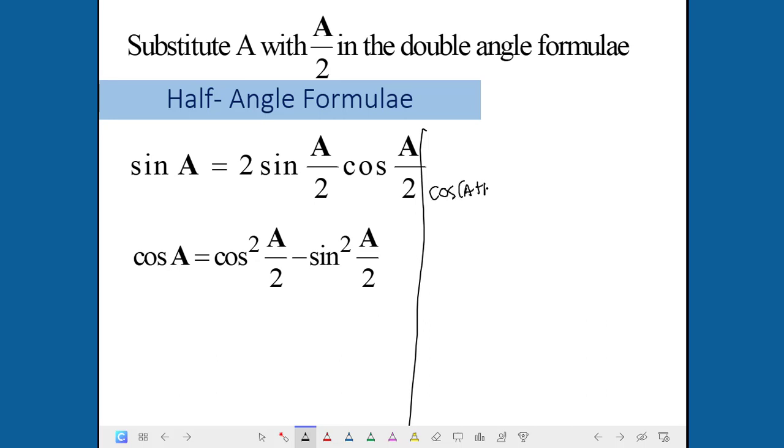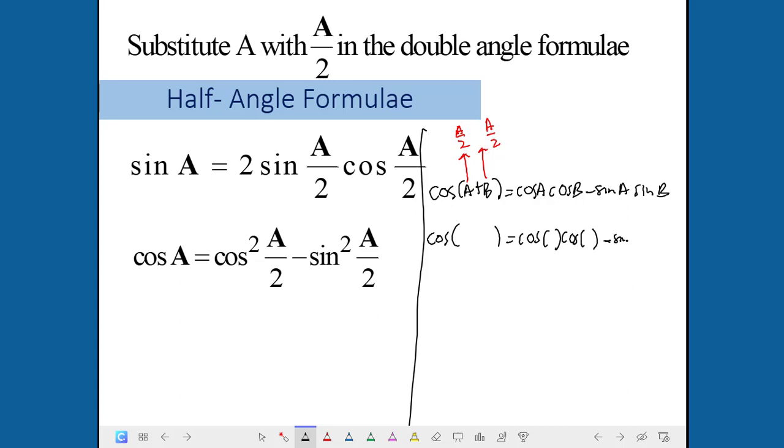cos(A+B) is equal to cos A cos B minus sin A sin B. Now change A to half A, and B to half A. A over 2 plus A over 2 is equal to A. So cos A: substitute into cos A cos B minus sin A sin B, where the A changes to A over 2 plus A over 2.